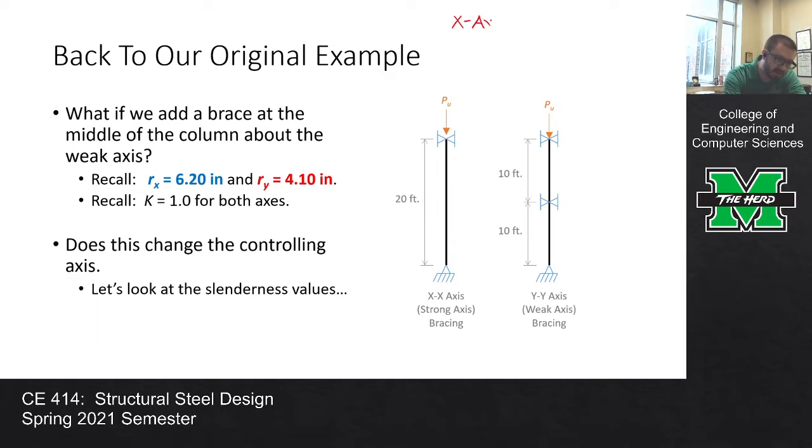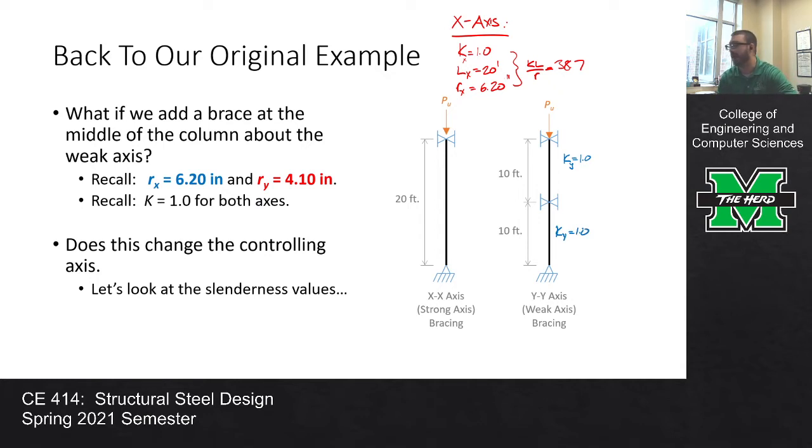So for the X axis, I've got K is 1, I've got L is 20 feet, and I've got RX is 6.20 inches. And so KL over R, I believe that we computed that to be 38.7. But for the Y axis, okay, this has a K of 1, because everything's pinned, and that could change, and we're going to have a problem here in a second where that does change. Now the lengths are different. Now LY is 10 feet. Now RY is 4.1 inches. So right off the bat, both of these segments are going to have the same KL over R because they have the same K and they have the same length. What is KL over R for that segment? And I'll put an X up here for this one.